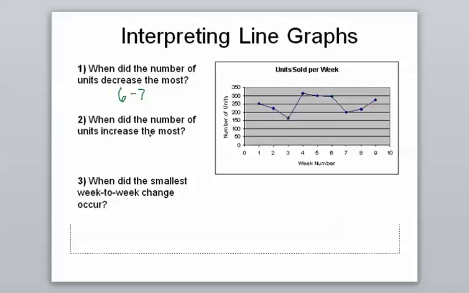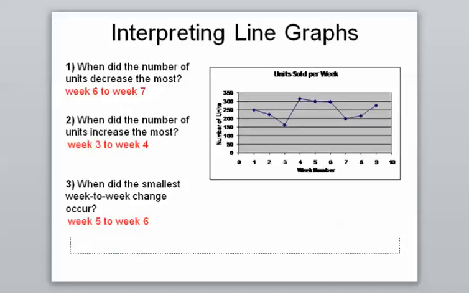Okay, when did the units increase the most? Well, I'm looking for the steepest slope going up, and that's going to be between 3 and 4. And what is the smallest week-to-week change? Well, that would be where it's the flattest, and I think that's between 5 and 6. Okay? That's the way I think you have to interpret graphs in that situation.